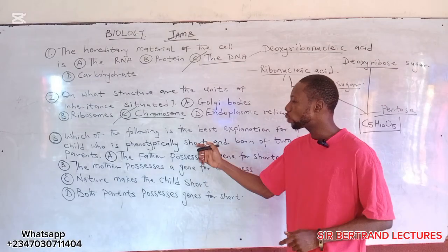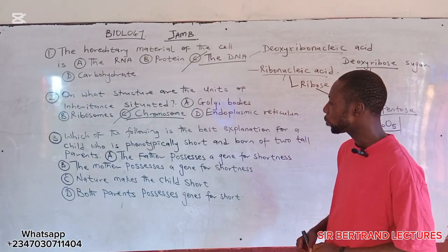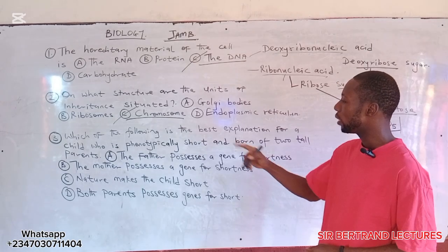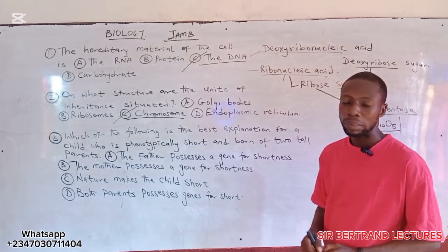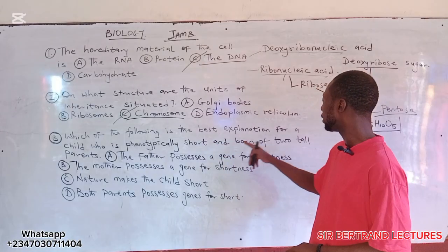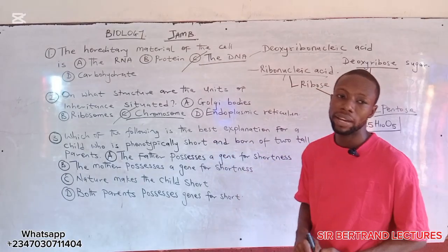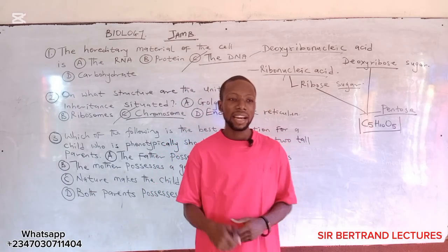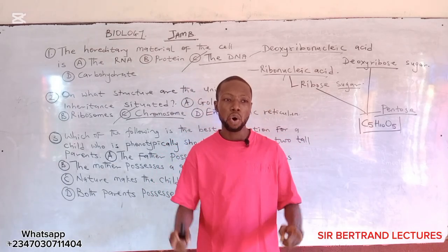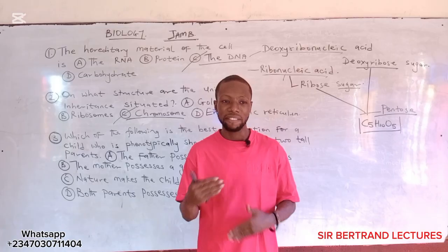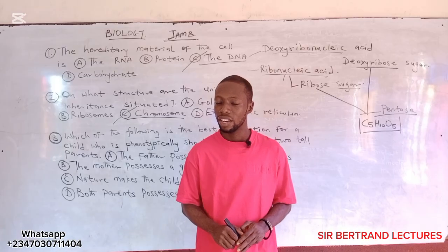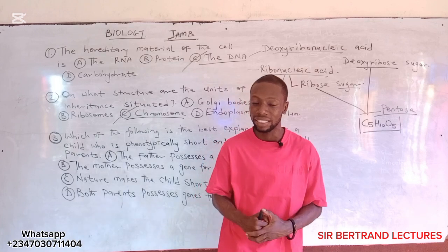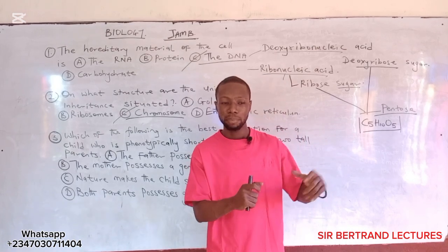The last question here is: which of the following is the best explanation for a child who is phenotypically short and born of two tall parents? The question is telling us that the father and the mother are both tall physically. That is their physical appearance, which you can say phenotypically. We are not considering their genes. That is the genotype, the genetic makeup.